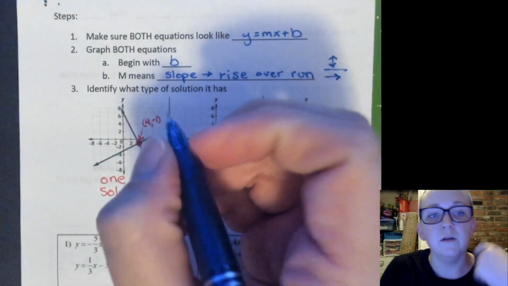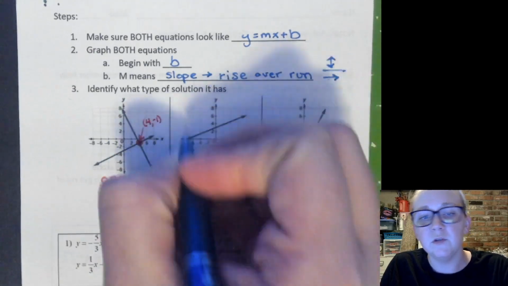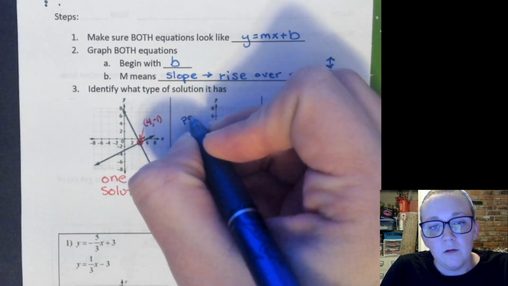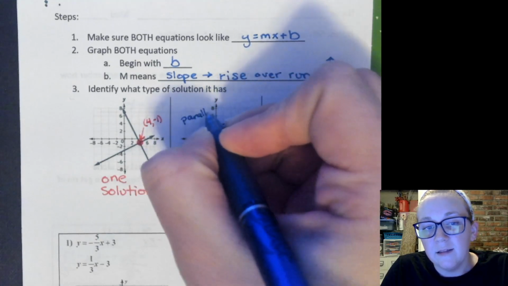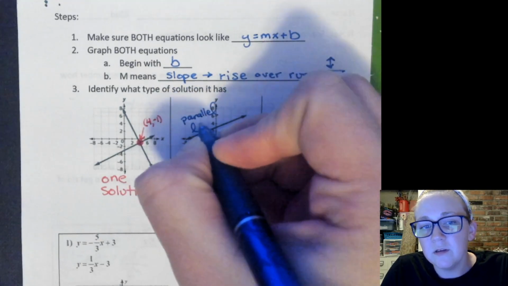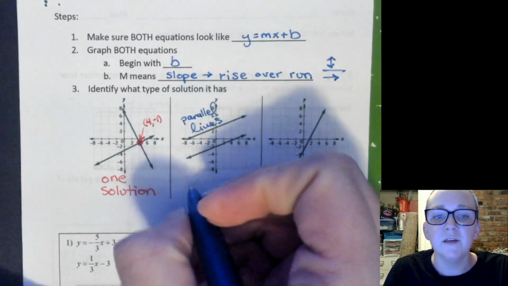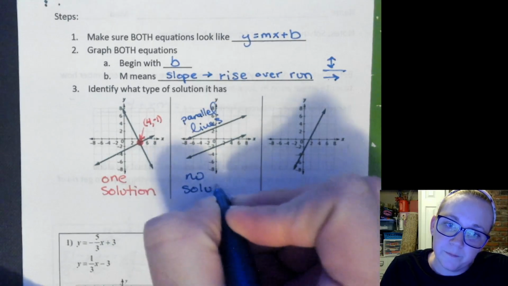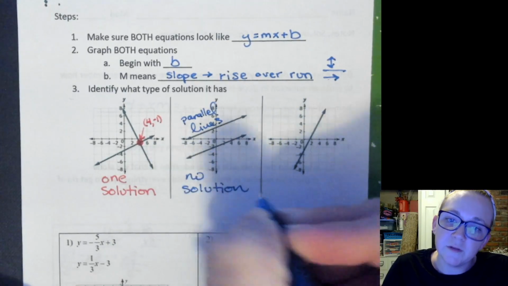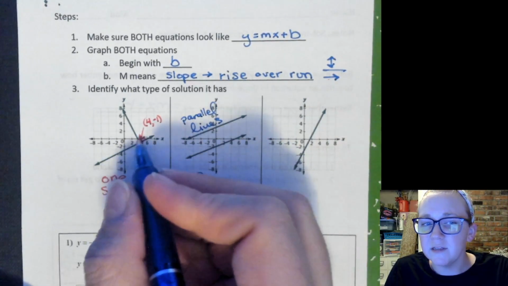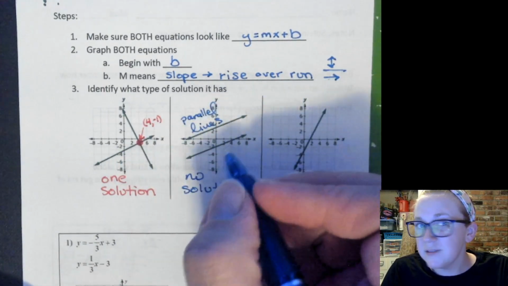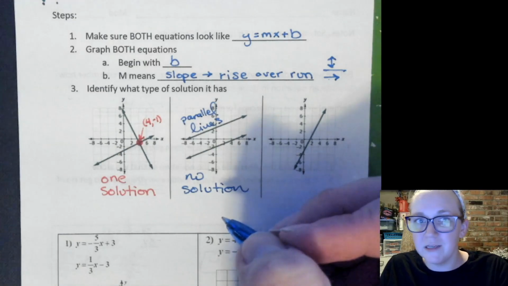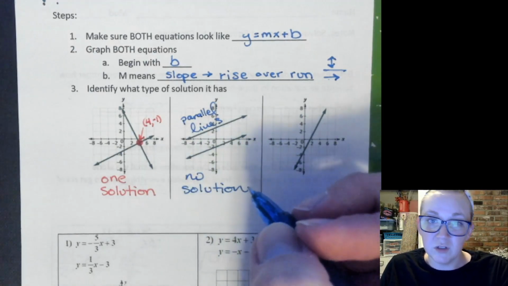Okay, and the next one, whenever you have 2 lines that look like this, these are called parallel lines. Whenever you have parallel lines, you're going to have no solution. Because remember, to have a solution, our graphs had to intersect. Parallel lines never intersect, so there's never going to be an answer. There's no solution to it.